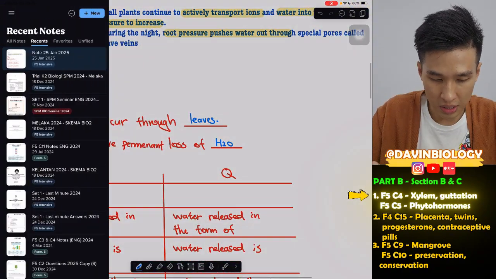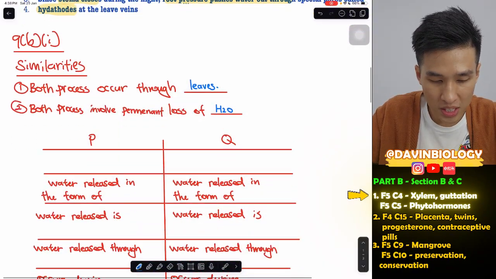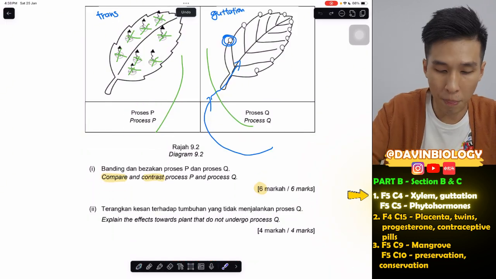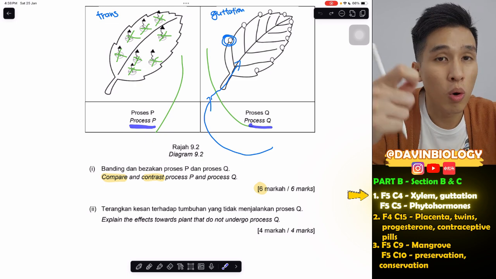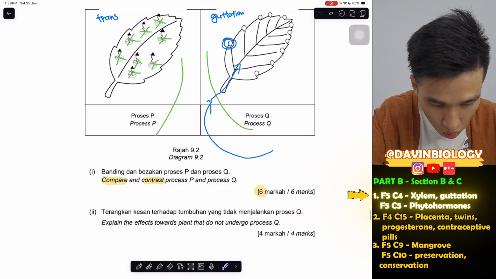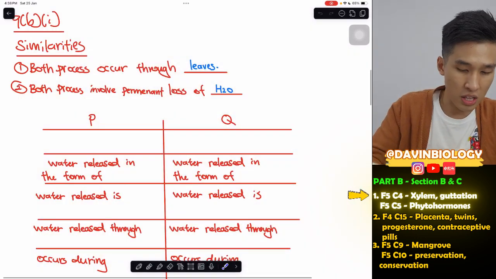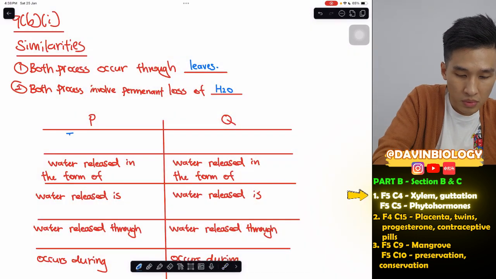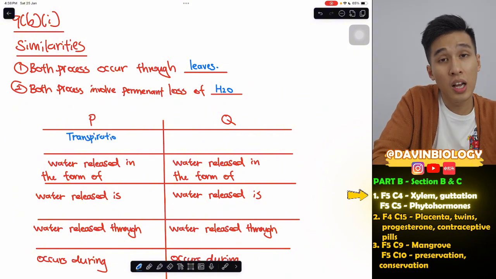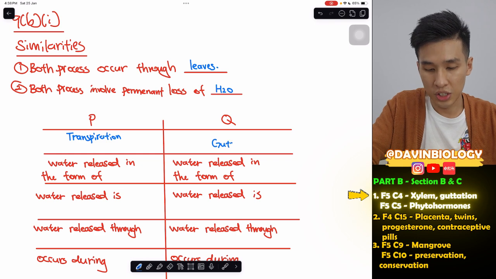Now, in this question, they ask you to compare process P and Q. Remember, in essay, if they ask you to compare an unknown, you can always state the unknown, because they didn't tell you what these processes are. So start with the process first, then you get 1 mark. So this is transpiration, where water comes out from the stomata, and this is guttation.